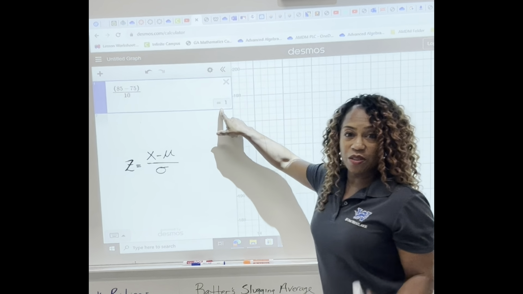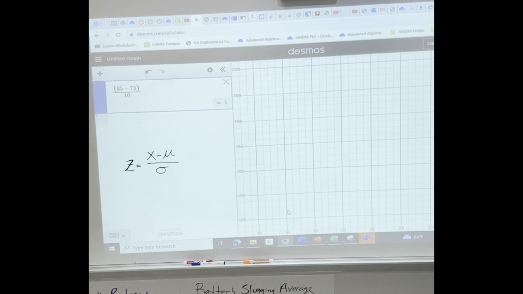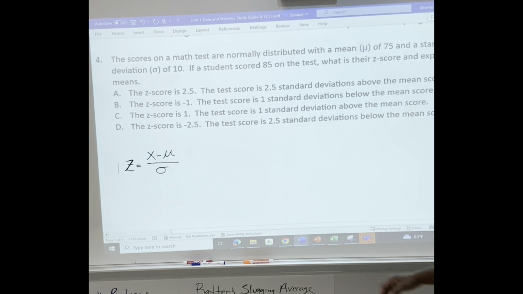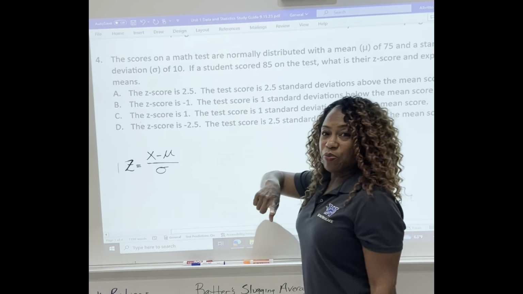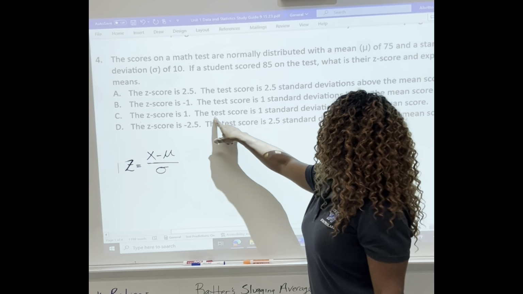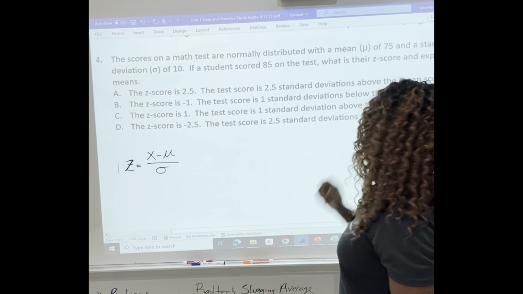So let's go back to the problem and take a look at the answer choices. Since we got 1, when we put this in Desmos, our answer is C. The z-score is 1, which means the test score is 1 standard deviation above the mean score.